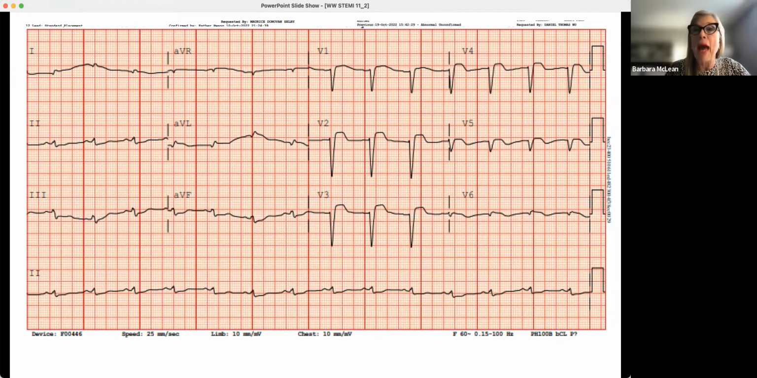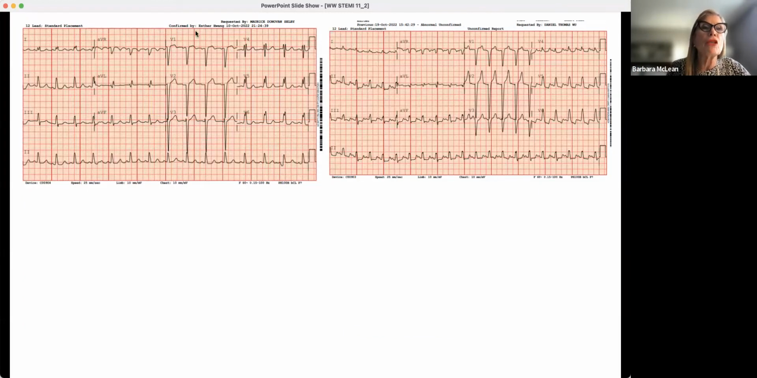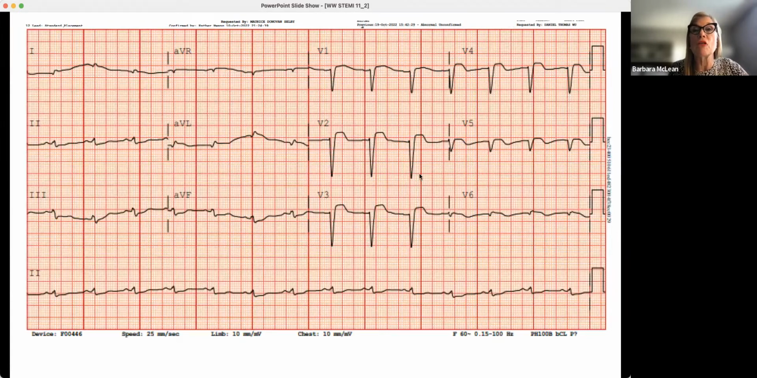So just going back, look how big the voltage is here and on those right-sided leads, and how big the voltage is on the left-sided leads, even in the face of a bundle branch block. Got pretty good looking R waves, etc. And then we go to this EKG. The voltage is significantly smaller, and I'm seeing very low voltage as I'm looking at my patient's EKG.